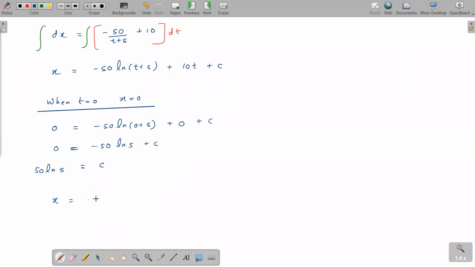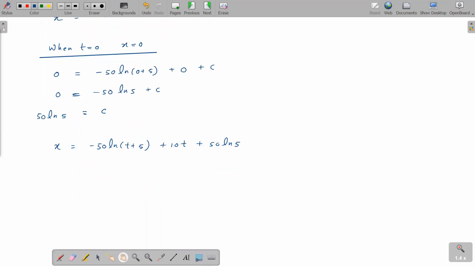So the x equation is minus 50 ln(t plus 5) plus 10t, and the c value is 50 ln 5. Agreed? Okay, so what are we supposed to do now? They're asking us to find the distance it moved in the first 4 seconds.